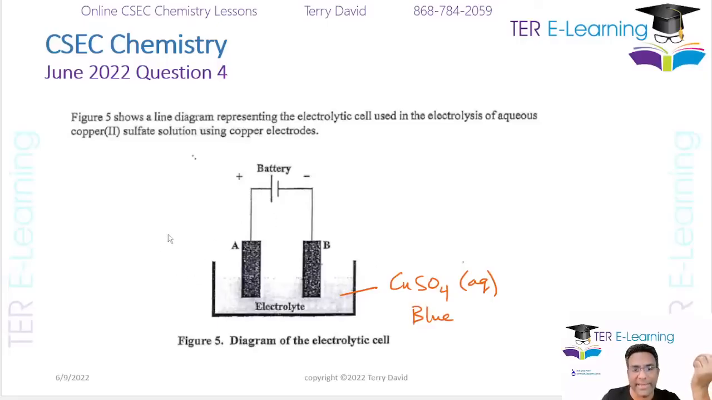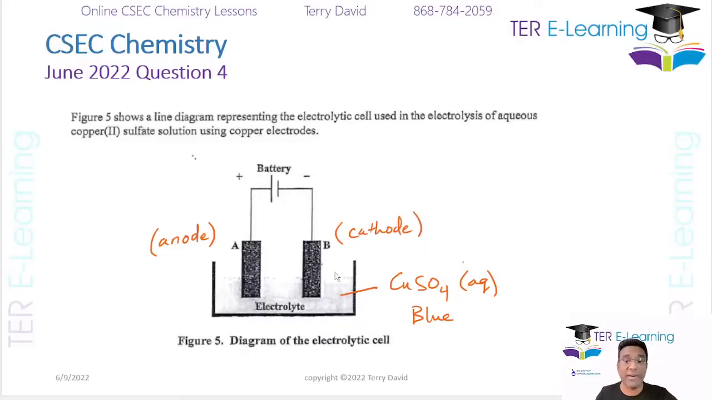You have a battery here. So therefore A, because it's connected to the positive terminal, is called the anode. And B is connected to the negative terminal of the battery. So this is my cathode. So before I even do anything, I need to understand what is happening here before I even look at the question, right? And if you look carefully, they said we're going to use copper electrodes, right? Because when you're doing electrolysis on copper 2 sulfate, if you use graphite, you get one particular reaction taking place. And if you use copper, something else is going to happen, right?